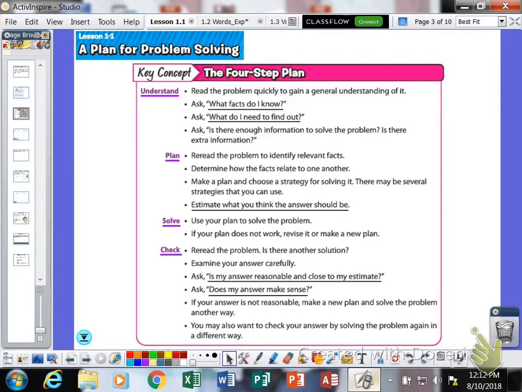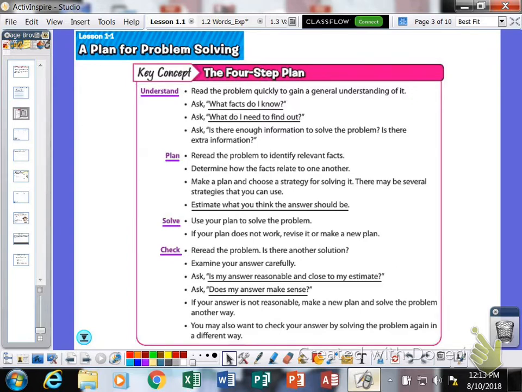So the first lesson is a plan for problem solving. There's a 4-step plan that we would like to follow, and it's just pretty basic. Understand the problem. So quickly read the problem and gain some understanding of it. Write down any information that you know. What do you need to find out?